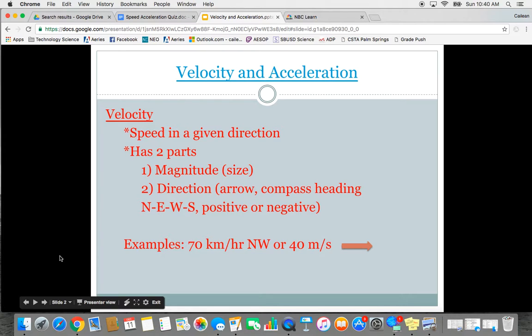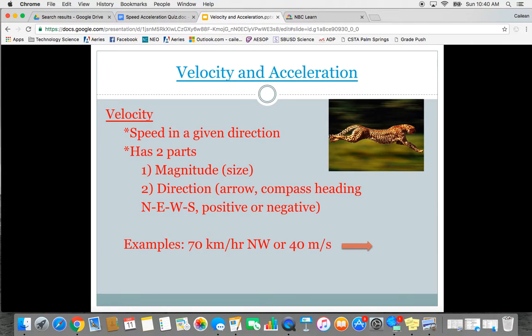Okay, go ahead and write this down. So this part you guys already know. You guys should know what velocity is, just speed in a given direction. And then if I'm going too fast, feel free to pause it, but I'm going to move on to acceleration.